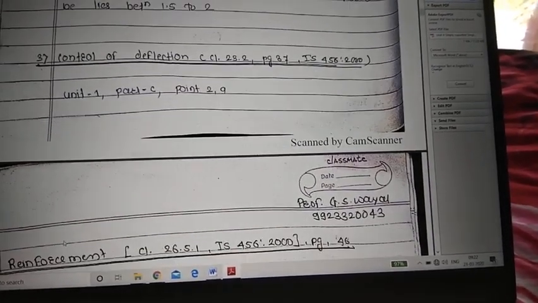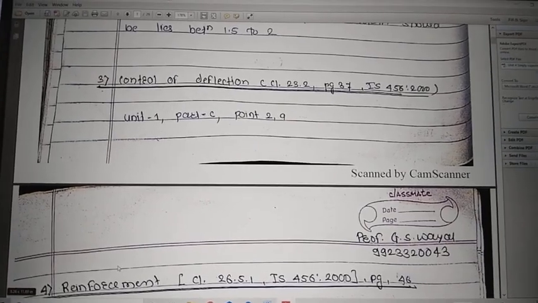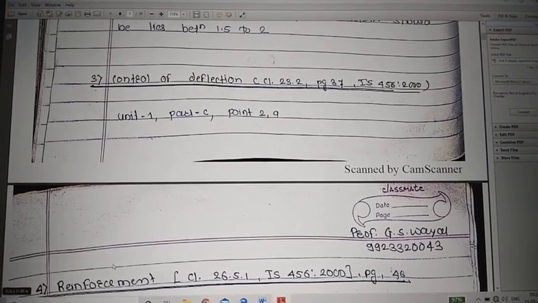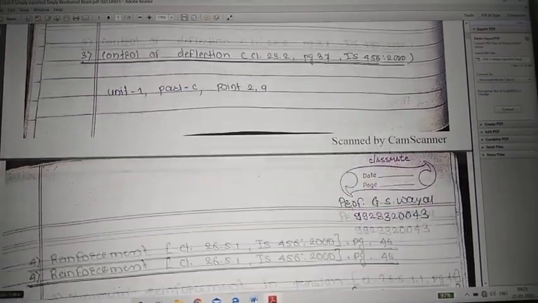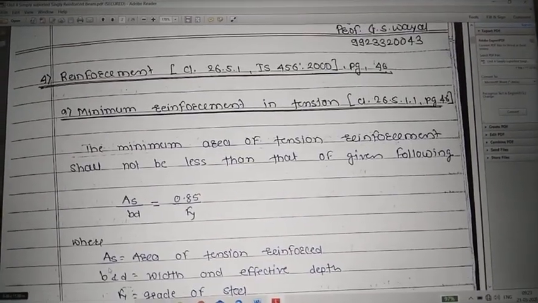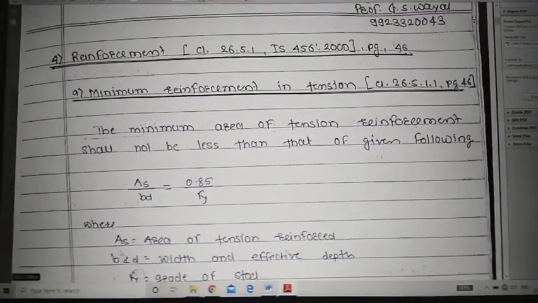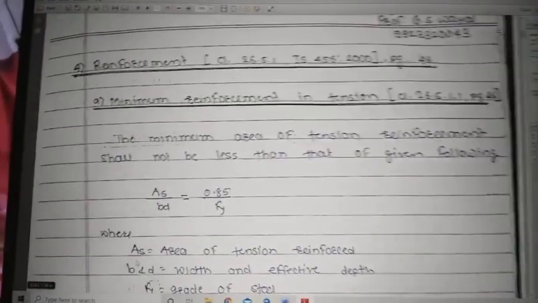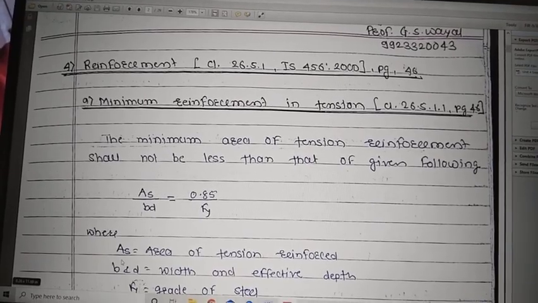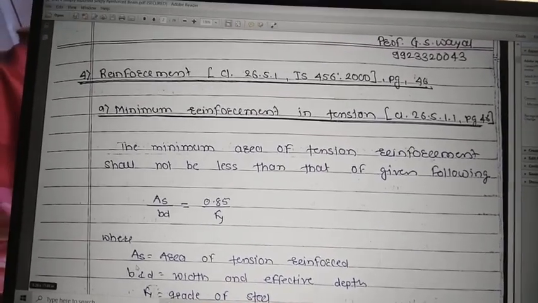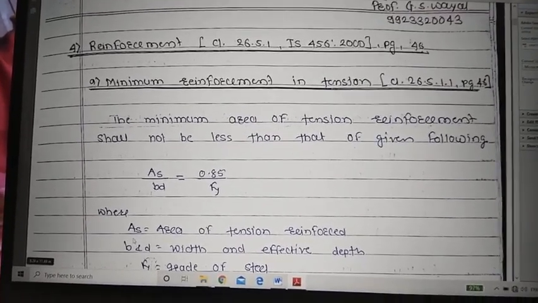Then control of deflection, which we have already discussed in slab designing. The clause is given as 23.2, page number 37 of IS 456:2000. After that, the reinforcement. We have discussed the minimum and maximum reinforcement required in slab as per the IS code, but now we are designing the beam, so we should discuss minimum reinforcement in the tension side and minimum reinforcement in the compression side, as well as the maximum reinforcement.